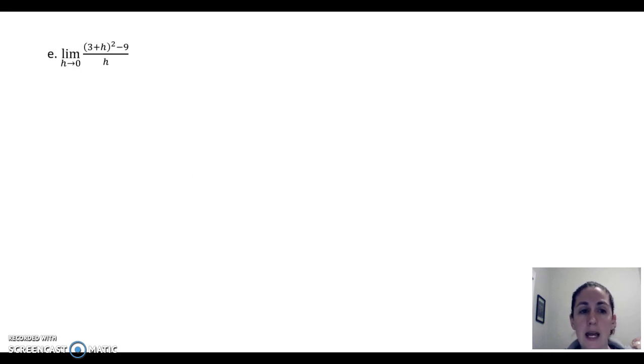Let's look at the limit as h approaches 0 of this function here. Now we can see right here, we can't plug in h equals 0 because that's going to cause us to divide by 0 right away. Well, it's really hard to factor the numerator because it's not a bunch of terms being added and subtracted. So in order to even consider the idea of factoring, we're going to need to distribute this out first.